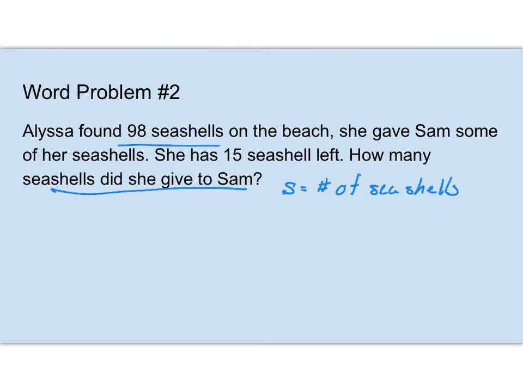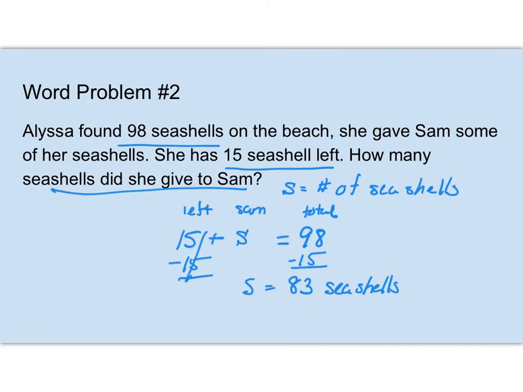She found 98 seashells and she has 15 left. So her total, here's our equation, her total is 98 seashells. She has 15 left. So she had 15 plus some that she gave to Sam. So this is what she has left. This is what she gave to Sam. And this was what her total was. Now we can just solve the one-step equation. So Alyssa gave Sam 83 seashells.